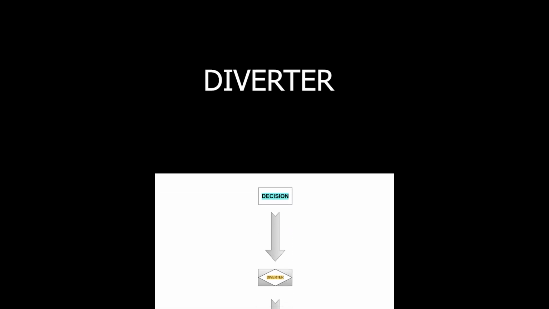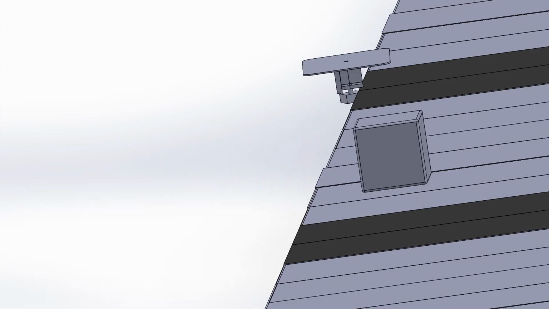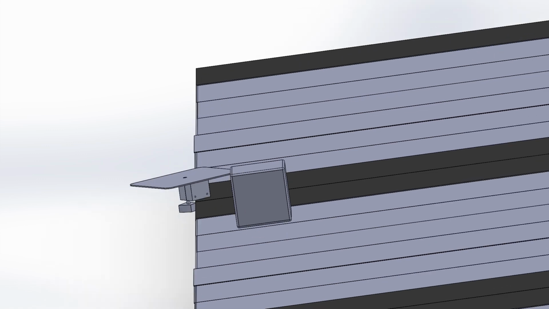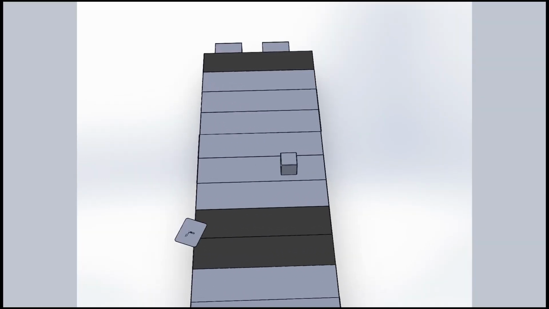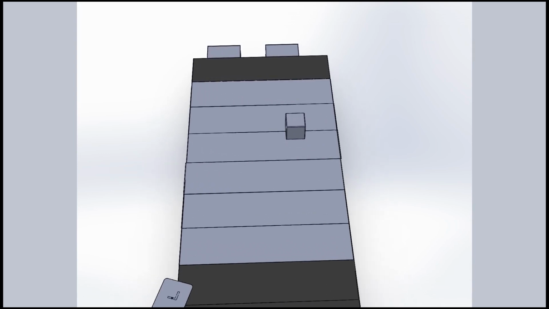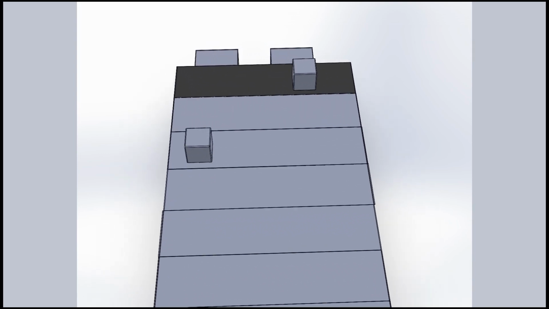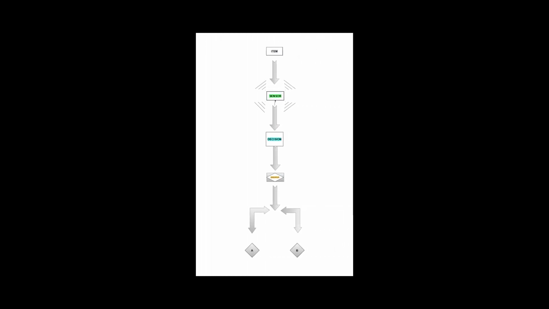The final component is the diverter. This mechanical device physically changes the path of the item. One simple decision creates multiple possible destinations. These four components form the foundation of countless automated systems used in factories around the world.